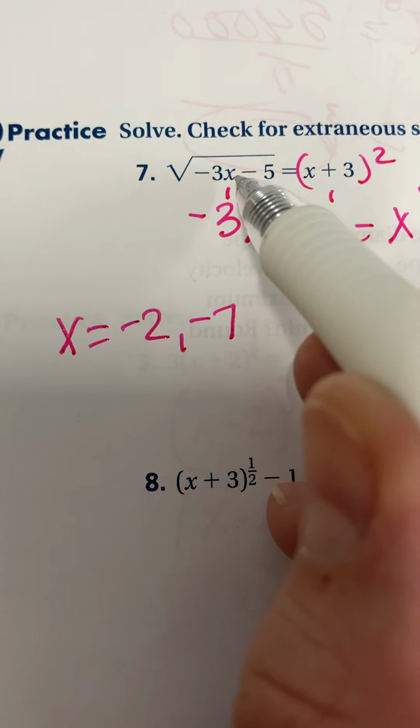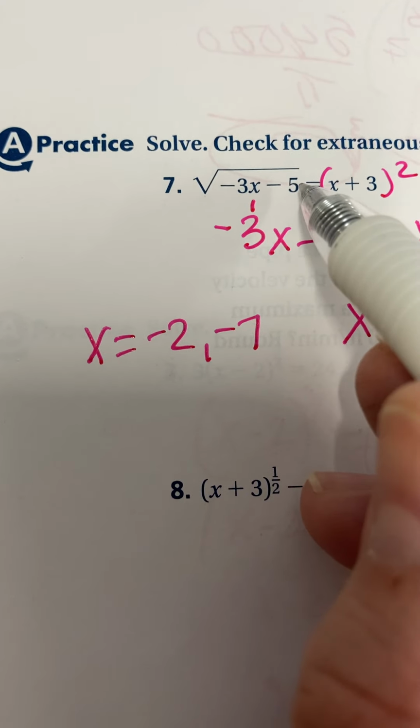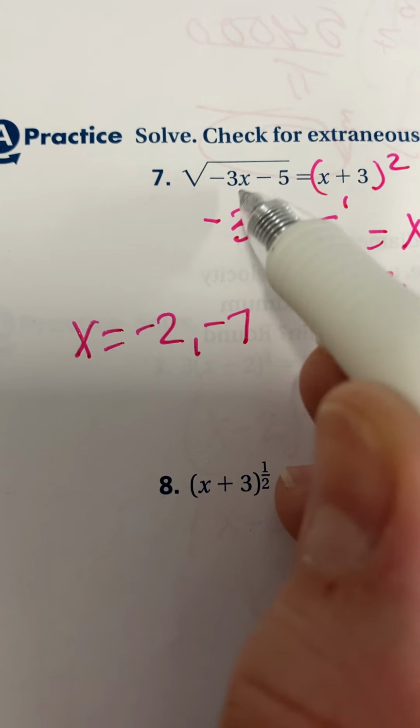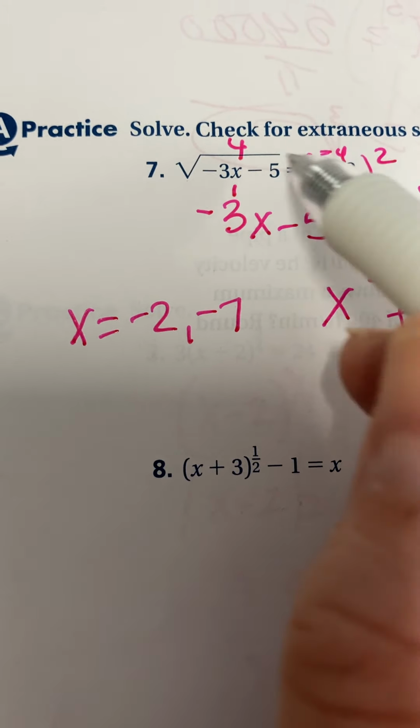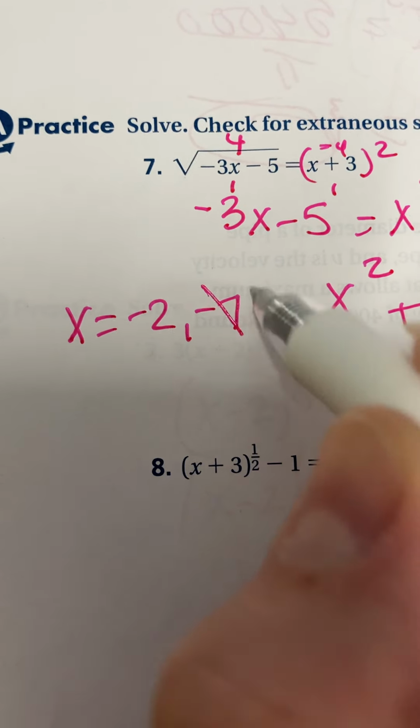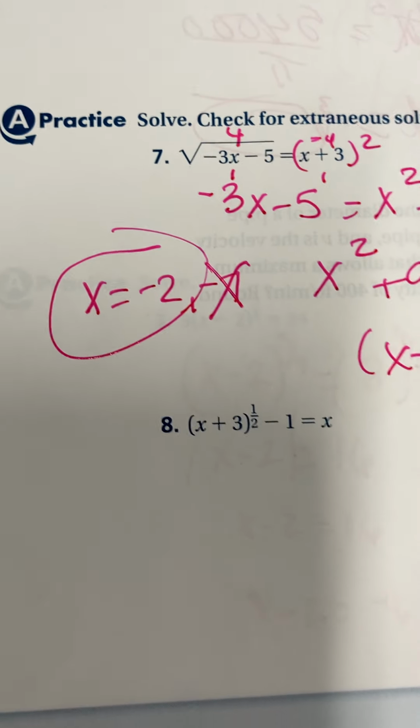-7 in here gives me 21. 21 minus 5 is 16. The square root of 16 is 4, so that side's 4. If I put -7 in here, I get a -4, and 4 does not equal -4. Therefore, -7 does not work. There's my only answer.